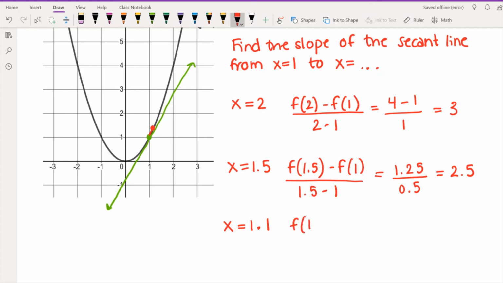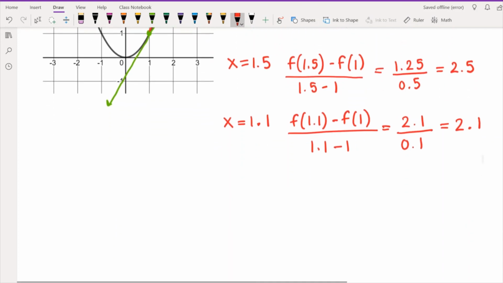So if we do f of 1.1 minus f of 1 over 1.1 minus 1, in the numerator you would get 0.21. In the denominator, you would get 0.1. And so that is equal to 2.1. So again, it's getting even smaller, right? The slope is decreasing. So let's do one more, and I'm not going to change the picture because this one would definitely be impossible to draw.